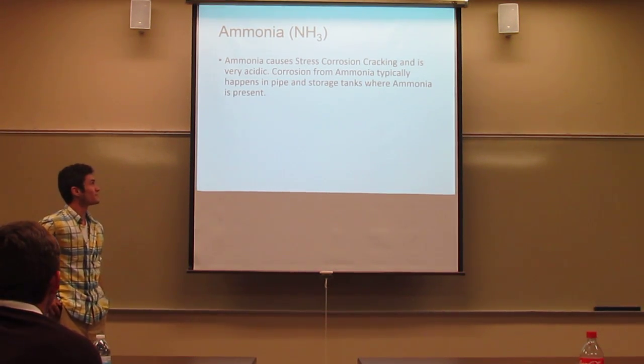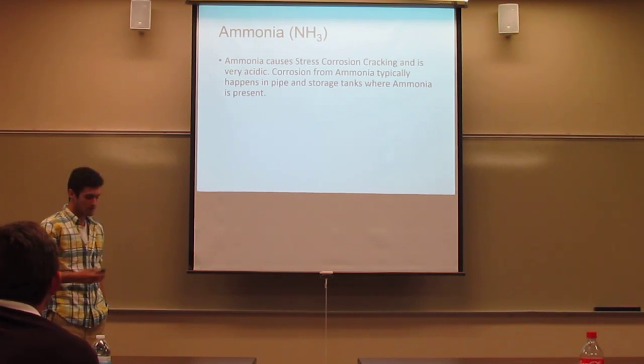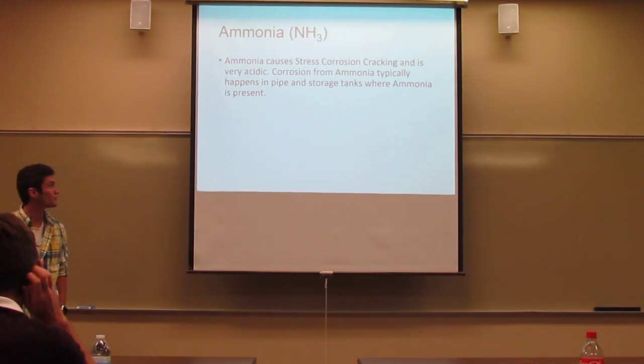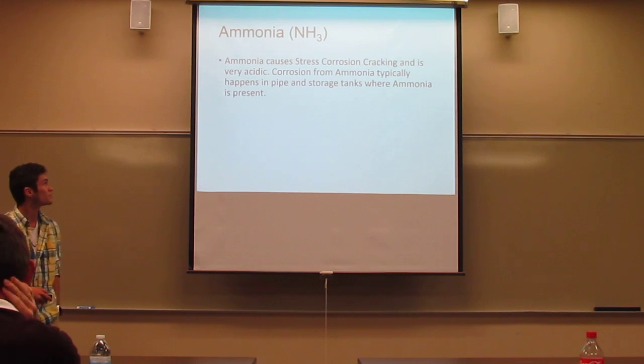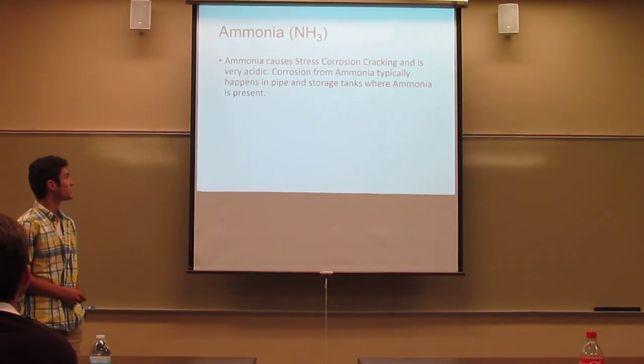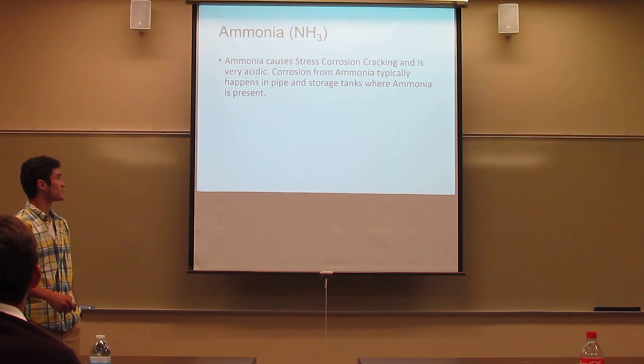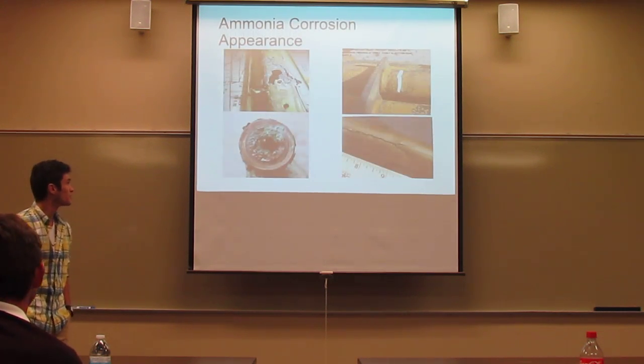This is my forms of internal corrosion PowerPoint. I did mine on the chemical forms of internal corrosion. The first one is going to be ammonia. Ammonia causes stress corrosion cracking and is very acidic. Corrosion from ammonia typically happens in pipe and storage tanks where ammonia is present. Here's some pictures.